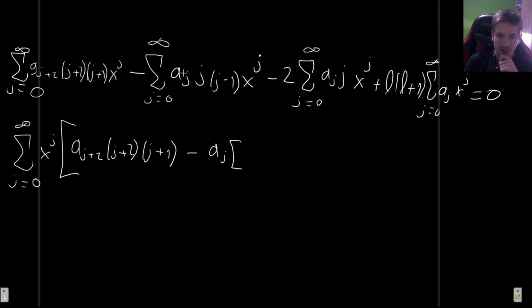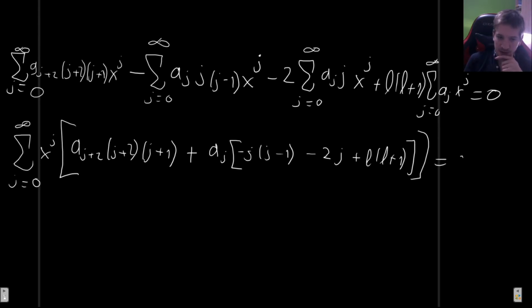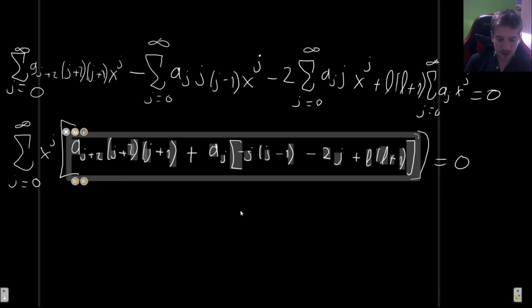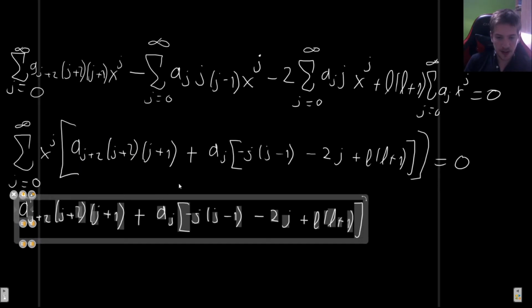Actually there are several things with a_j, so I'm just going to factor all of it. So just put a plus sign here: a_j times minus j(j minus 1), minus 2j, and here we have then plus l(l plus 1). And all of this has to be equal to 0. In order for that to be true, the argument right here needs to be 0. So this has to be equal to 0.